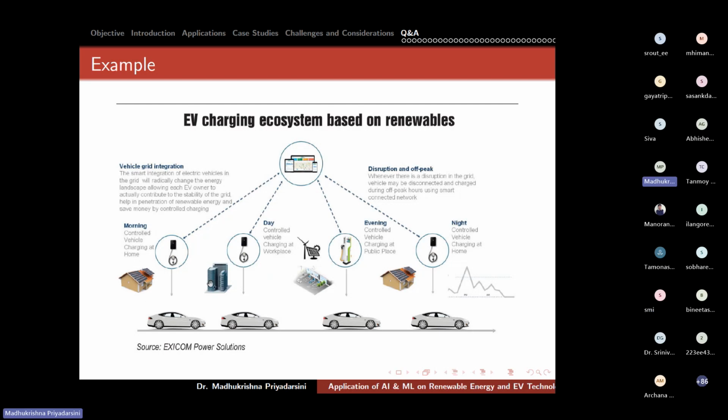Okay, so in the morning they can use their homes for the EV charging because it is available, and during the daytime, in between, at the workplace they can charge, and in the evening also at home. And this is the report generation. You can see the report, how it is generated, and how you are going to use the renewable energy in the EVs.